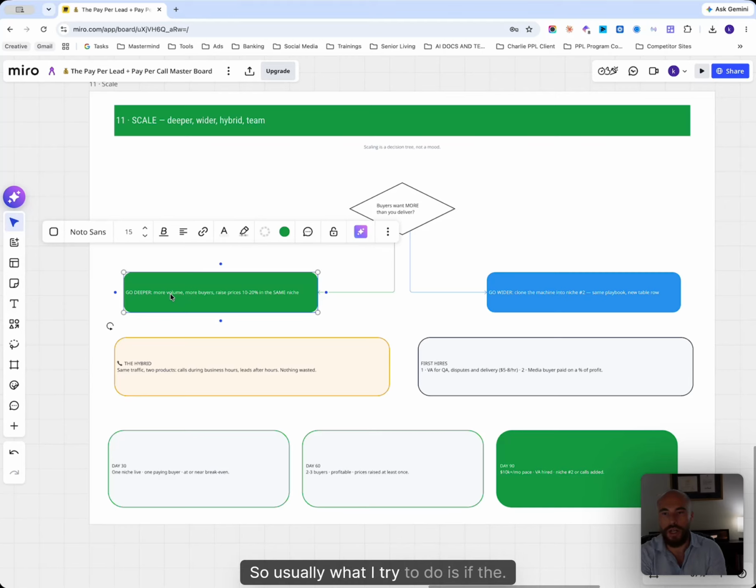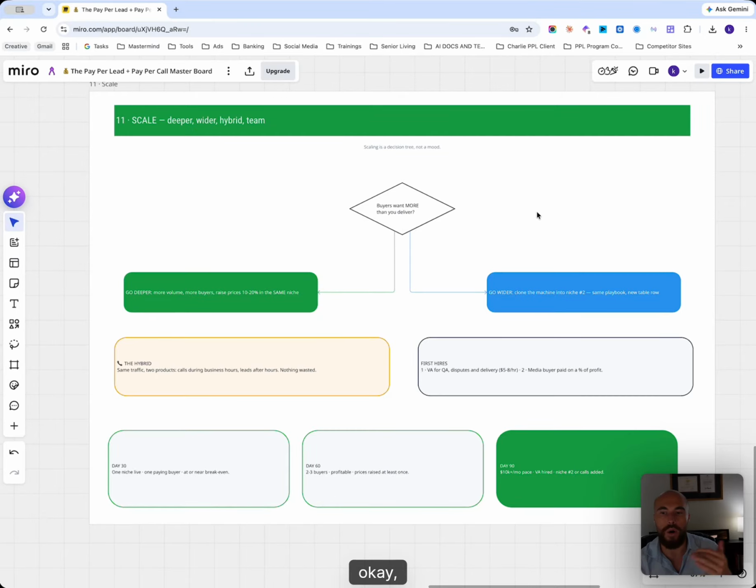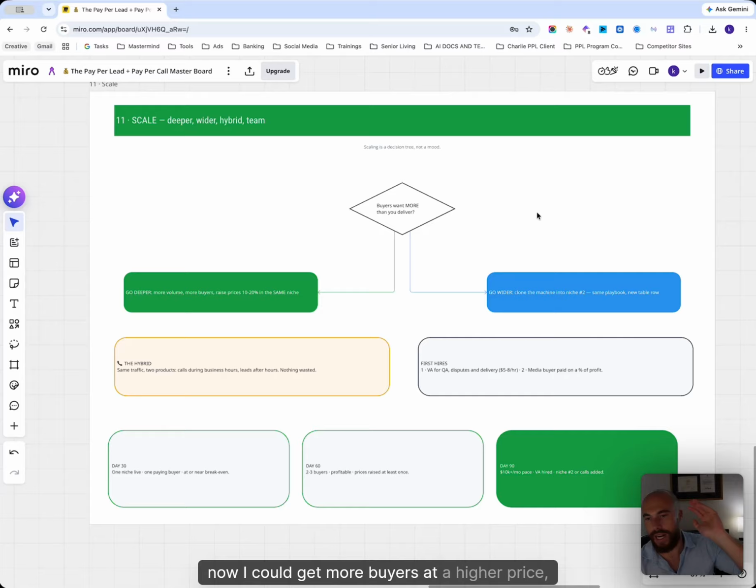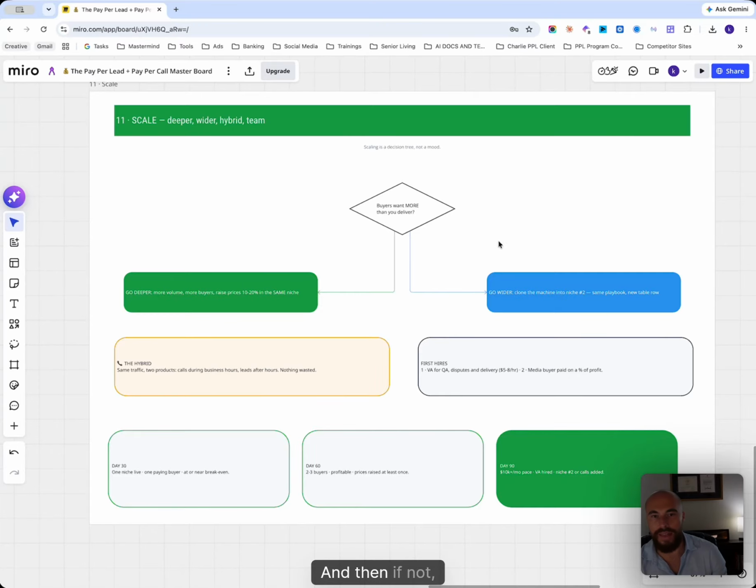So usually what I try to do is if the buyers want more, the next buyer, I will try to raise my price by 10%. And if they do that, then I go, okay, now I could get more buyers at a higher price, and then I go do that. And if not, then I keep the price the same, go find more buyers at the same price, or sell more leads to that buyer at that cost, right?